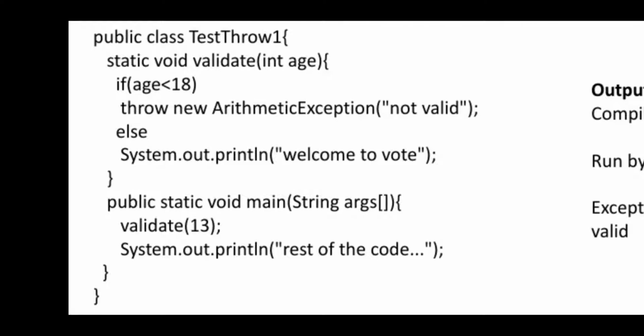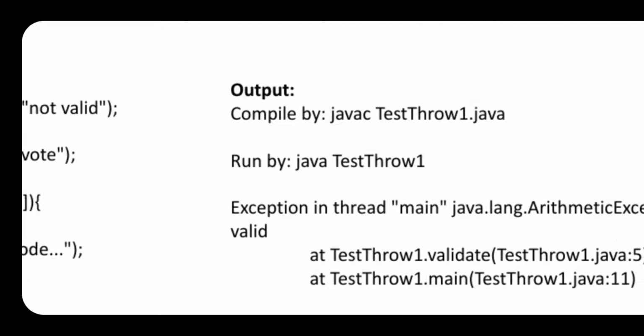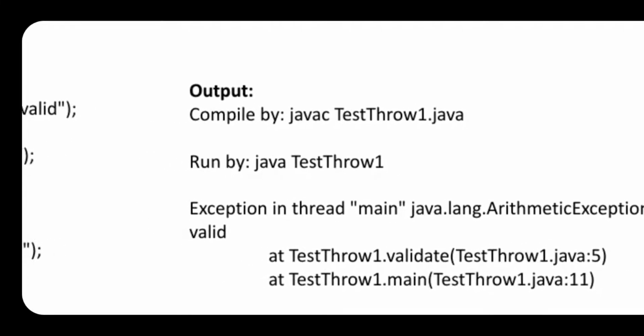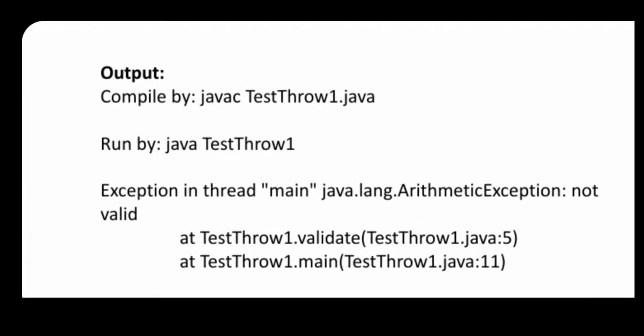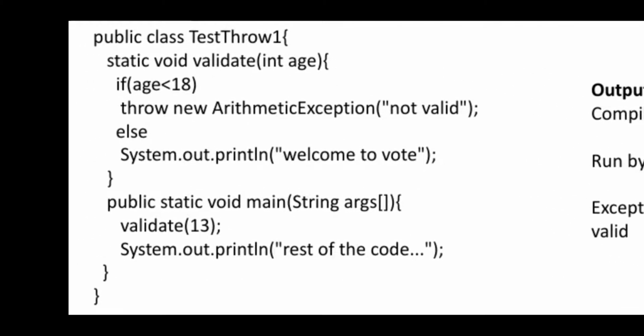You have to define what type of error you are generating. So you are going to write that exception name. That exception name will be defined and you are going to have an error over here. You can see the exception in main thread, java exception not valid. So you have written here not valid, that is executed. So this is an exception you are going to have and you are going to stop the things.